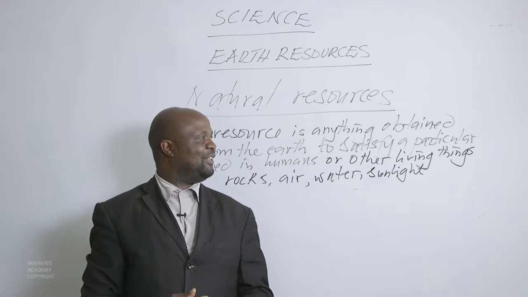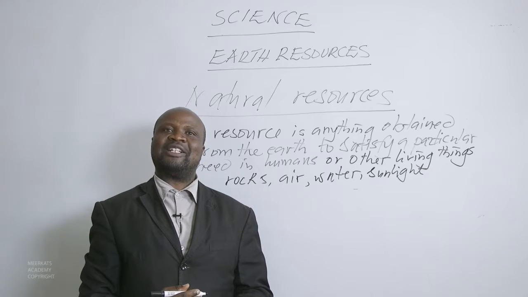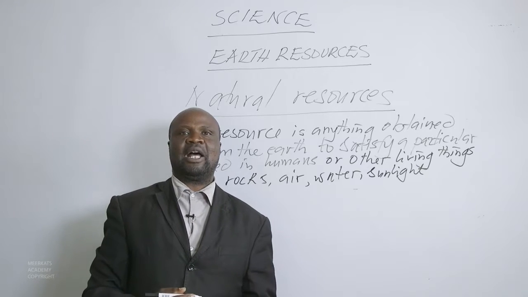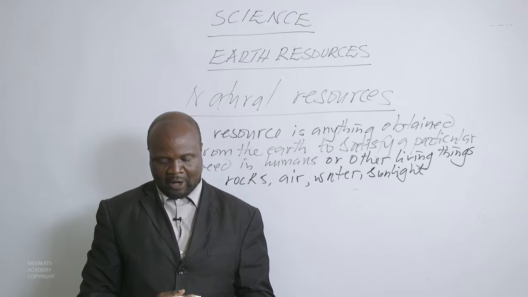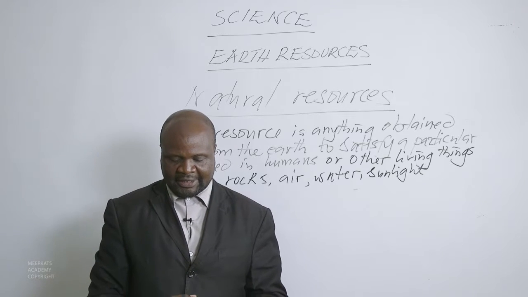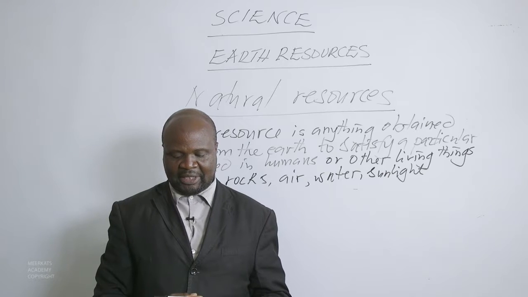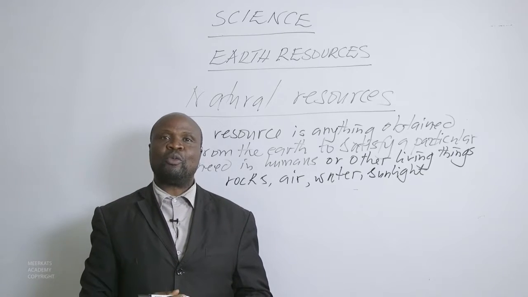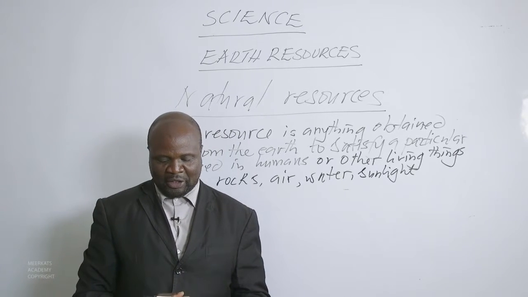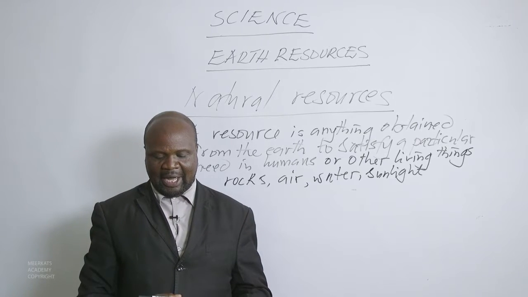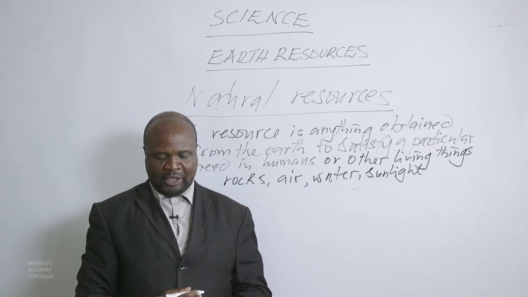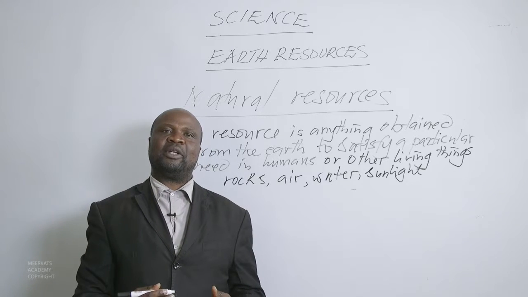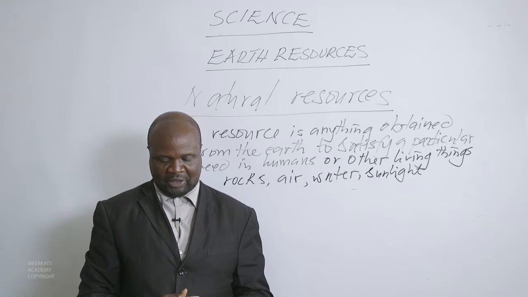If you remove the sunlight, then a lot of life will cease to exist because it is from the sun's energy that even plants are able to manufacture their own food. Therefore, sunlight is not a substance, but it is a form of energy, and it is needed by almost all living things on earth. So it can be considered to be an earth resource, though it comes from space.